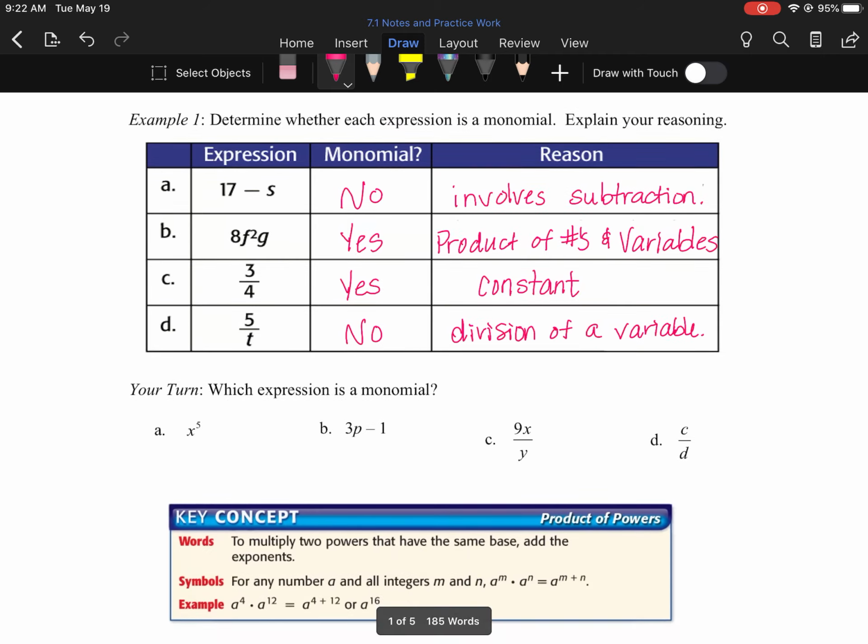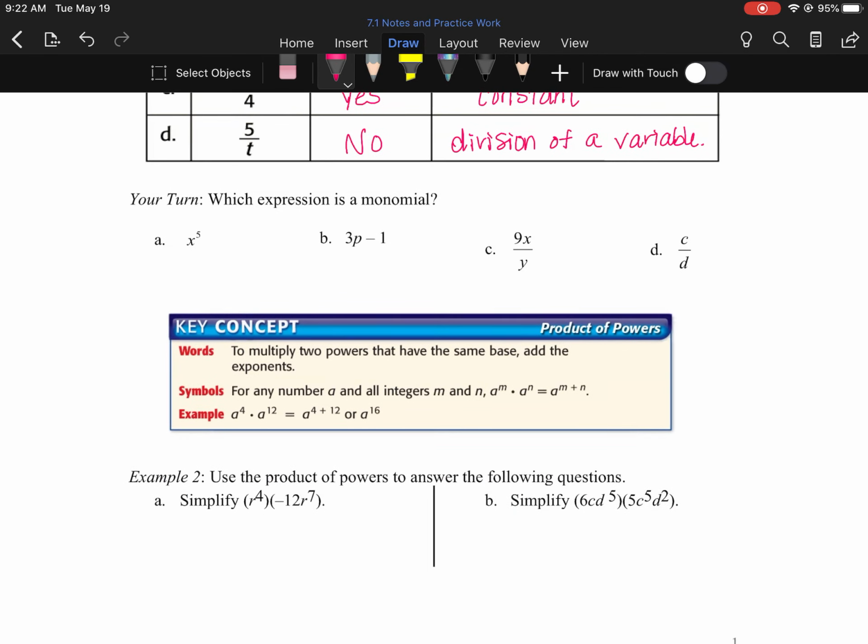All right, so take a moment, try the your turns, so pause the video, try it, and then come back and see how you did. So for the your turn, it says, which expression is a monomial? So D, I'm going to cross off right away.